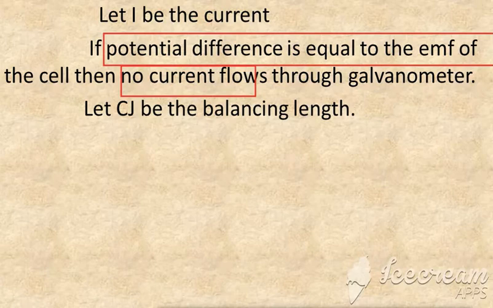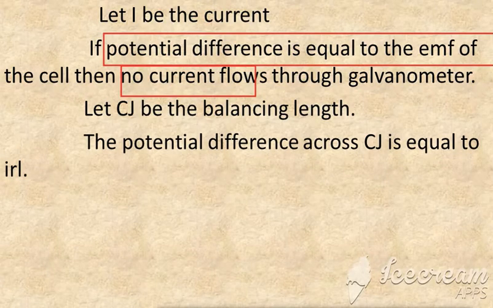So next is potential difference, which is given as IRL. Potential difference is equal to the EMF, so the EMF is noted as E. So that E is equal to IRL.